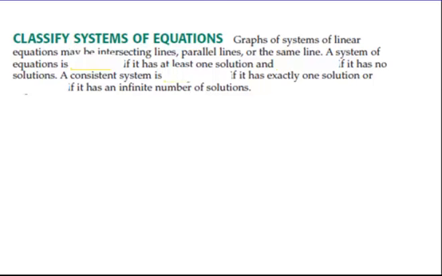Alright, so just to give you some vocabulary, graphs of systems of linear equations may be intersecting lines, parallel lines, or the same line. That sounds familiar. We just talked about that in the very beginning. A system of equations is consistent if it has at least one solution, and inconsistent if it has no solutions. Okay, think about that. So if it has an answer, it's consistent. If it has no answer and no solutions, it's inconsistent.